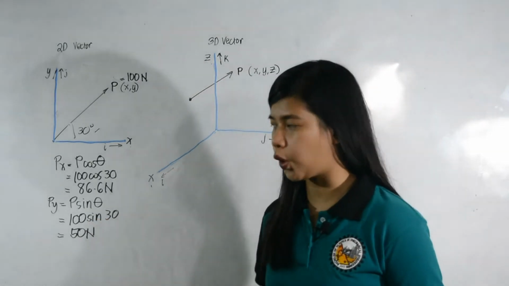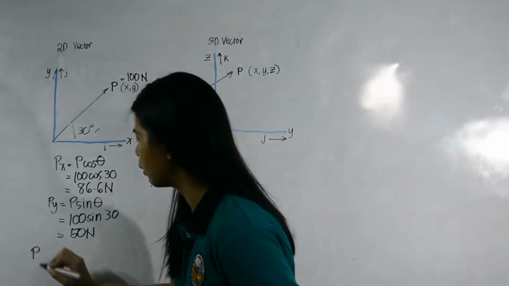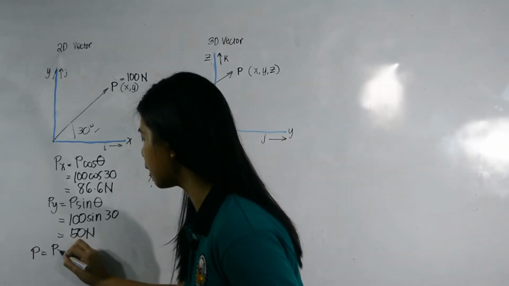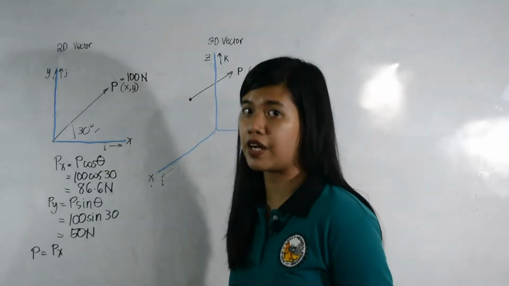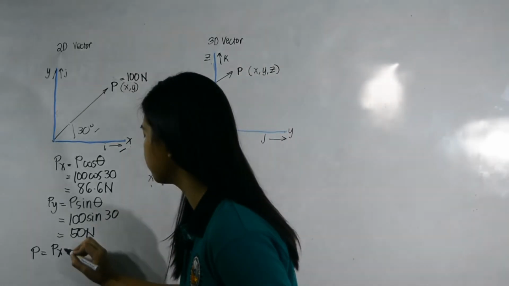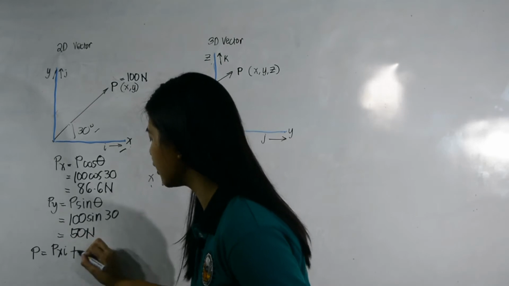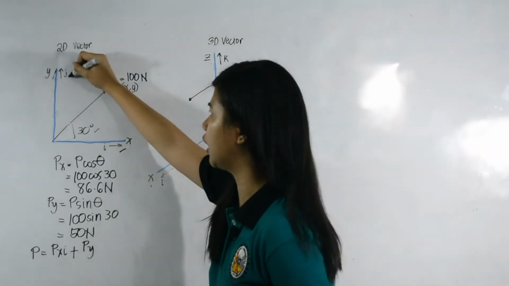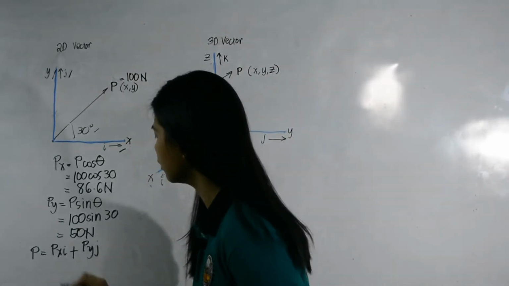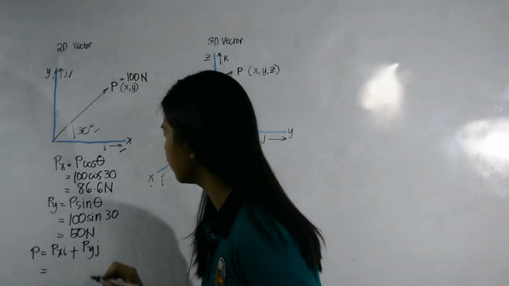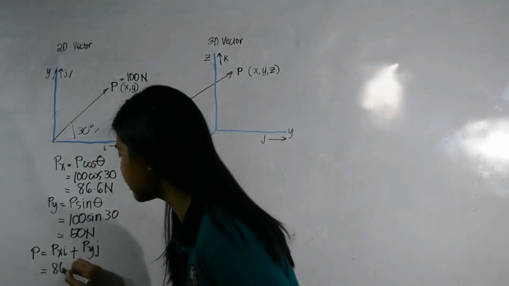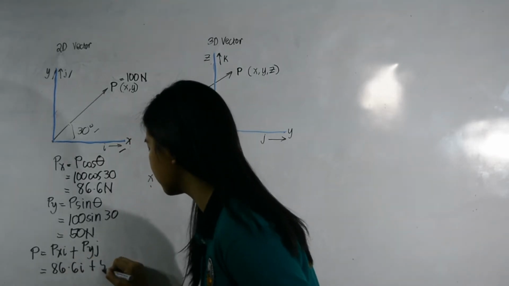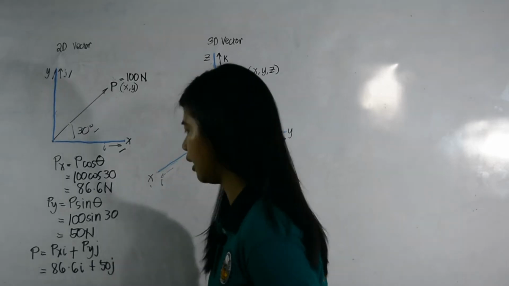In vector form, we will be using this formula. P is equal to P sub x multiplied by its direction, which is i, plus P sub y multiplied by its direction, which is j. So that will give us the answer 86.6 i plus 50 j.